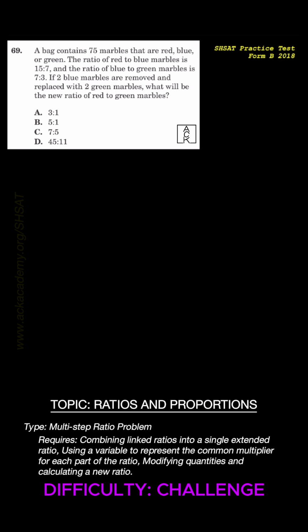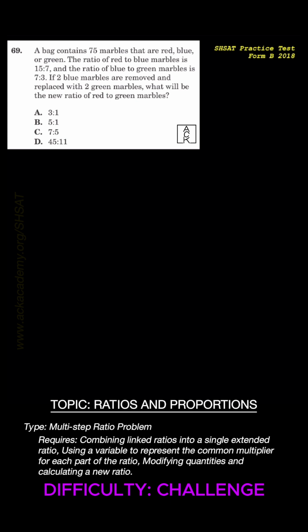A bag contains 75 marbles that are red, blue, or green. The ratio of red to blue marbles is 15 to 7, and the ratio of blue to green marbles is 7 to 3. If two blue marbles are removed and replaced with two green marbles, what will be the new ratio of red to green marbles?